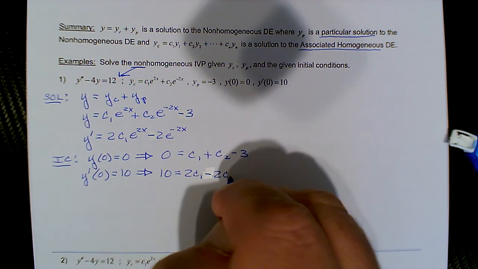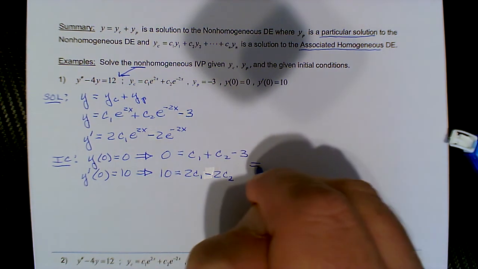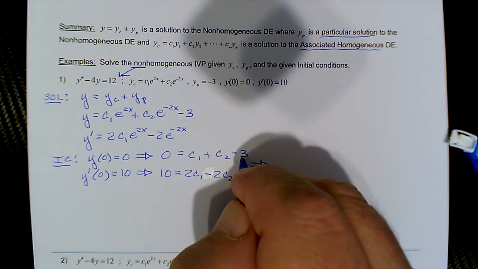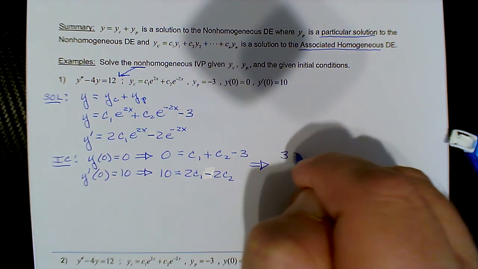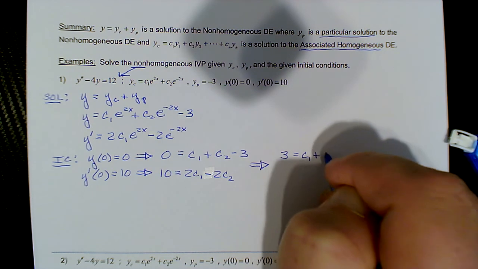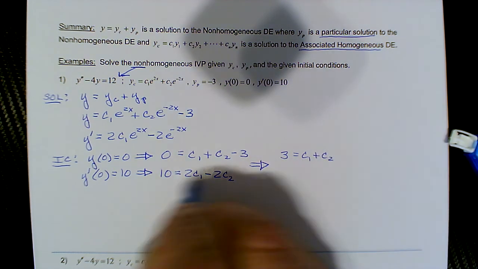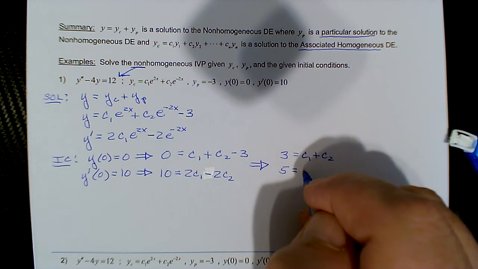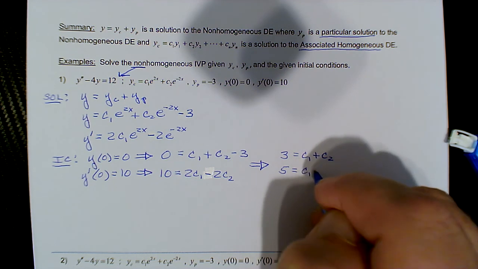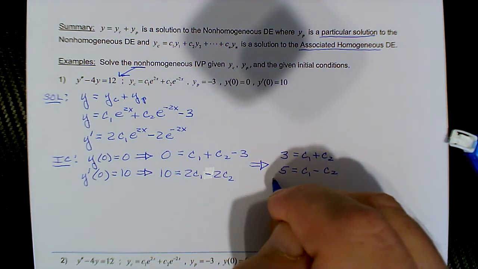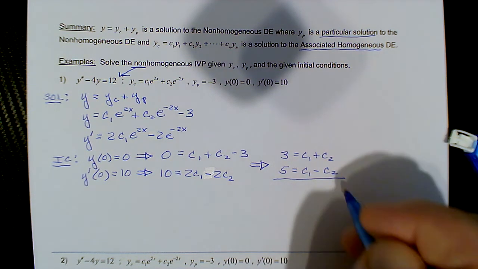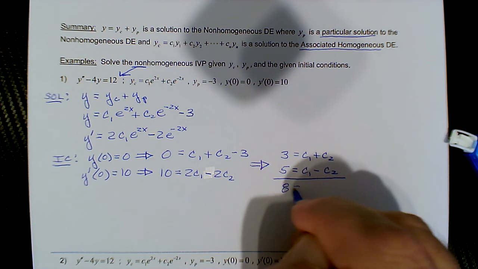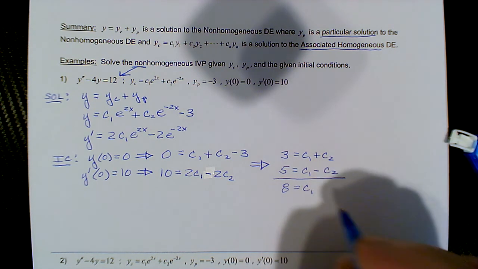Okay, so then there's two equations with two unknowns. Here's what I'm going to do. I'm going to move this 3 to the left, so I'll make it 3 is equal to c1 plus c2. Then just to make this one simpler, I'll divide by 2, because 2 is common. So 5 equals c1 minus c2. By doing that, we already have the coefficients of c2 equal but opposite. So 8 is equal to 2c1, and so c1 is 4.